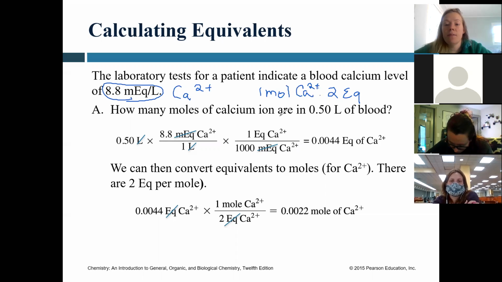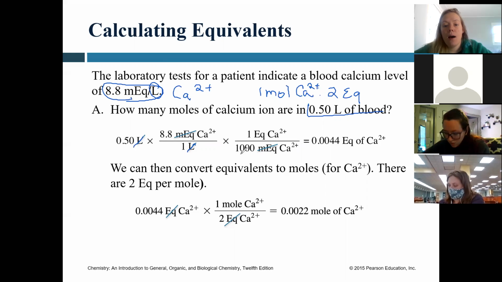I know that there are 8.8 milliequivalents in every 1 liter. So I start with my given information here, which is this 0.50 liters of blood. And I'm going to use this relationship that tells me that for every 1 liter of this patient's blood, they have 8.8 milliequivalents of calcium. So the liters will then cancel.